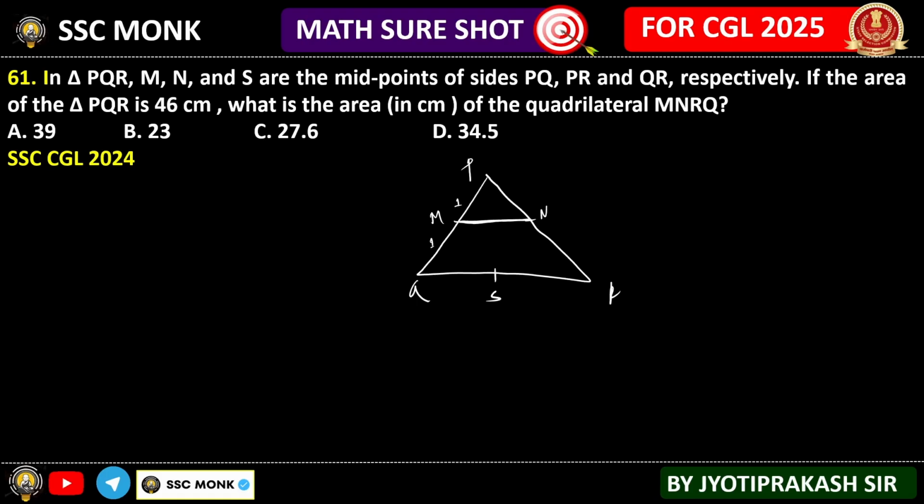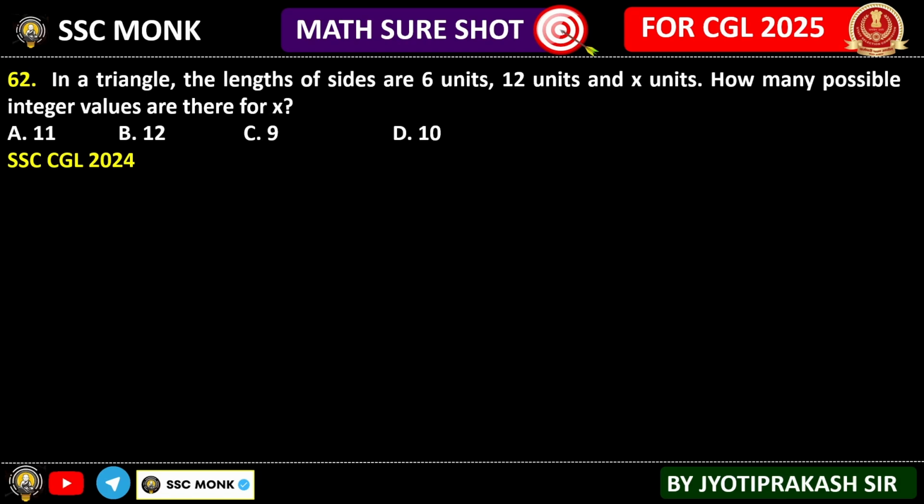Yes or no? Yes. That means if this total area is one part, this area will be three parts. Yes or no? Yes. Now it is saying the total area is equal to 46 centimeter square. That means total means 4 parts is equal to 46, and 3 parts it is asking about. So 4 ones are 4, 4 fives are 20. Clear? So 11.5 into 3 is equal to 34.5 centimeters square. Answer option D.